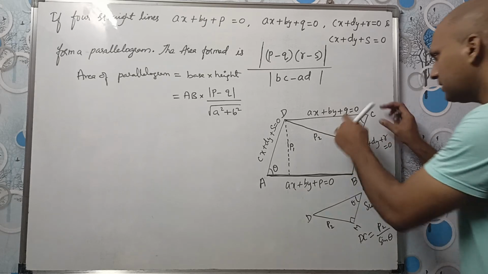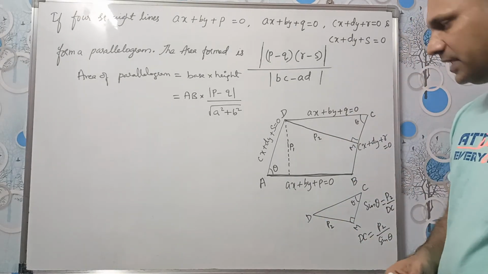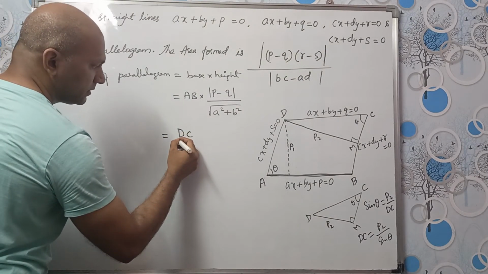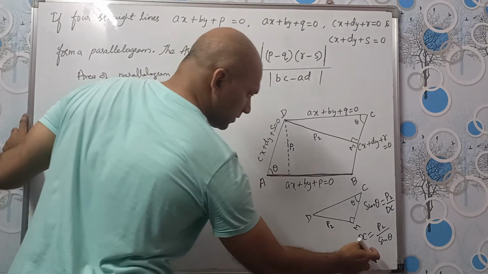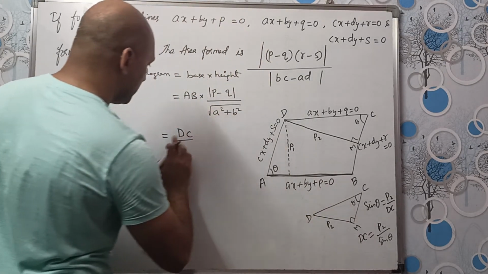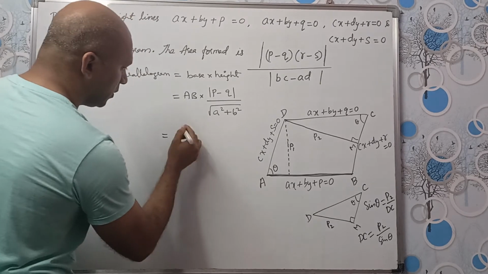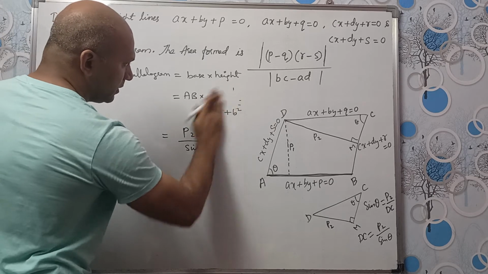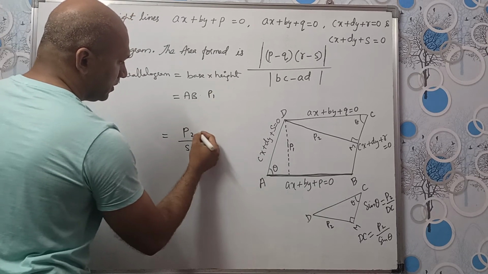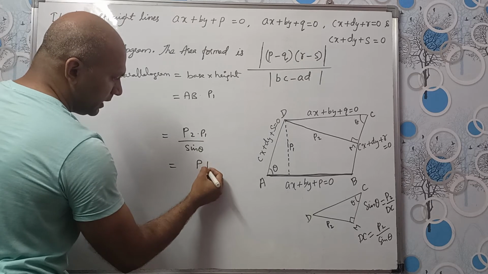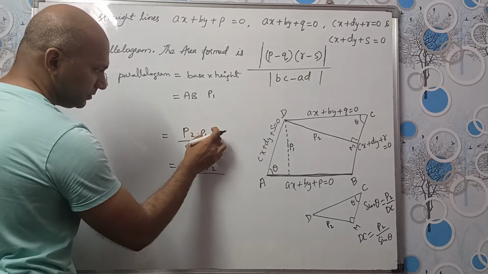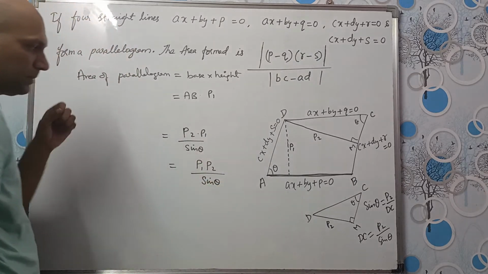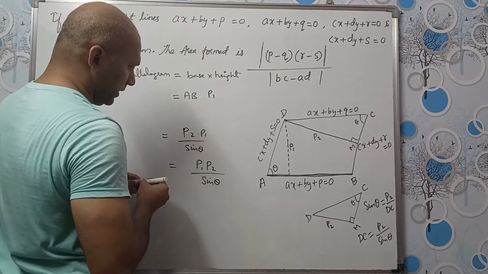Yes, but see, this DC is same as AB, right? So in place of AB we can write DC, and DC is again equal to how much? P2 divided by sin theta, and this was P1, right? This whole thing was P1. So you can write the area of a parallelogram like this: distances between the parallel sides divided by sin theta.